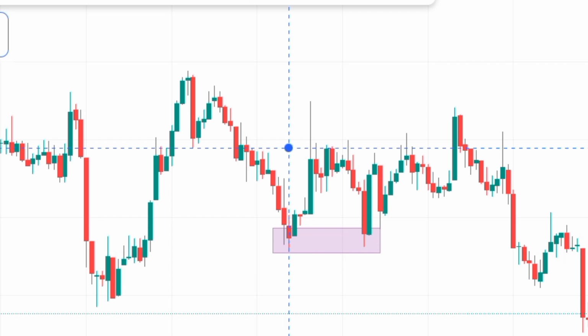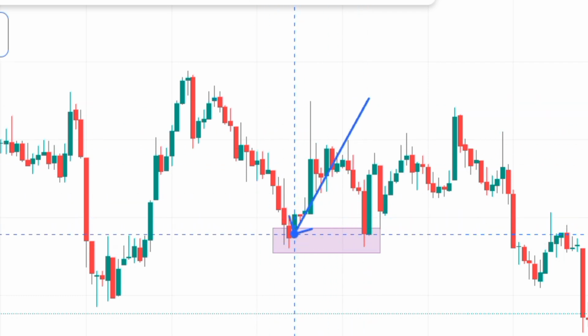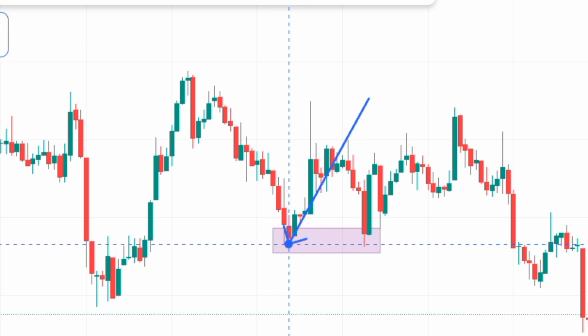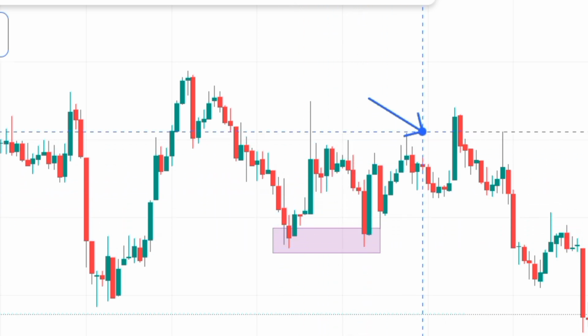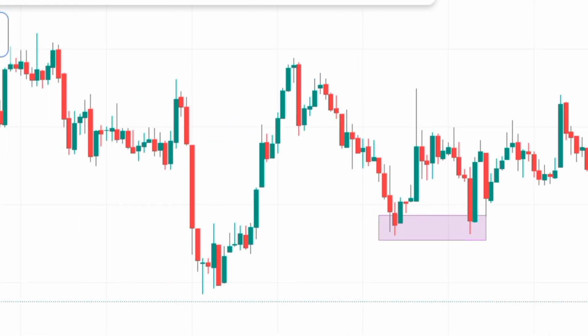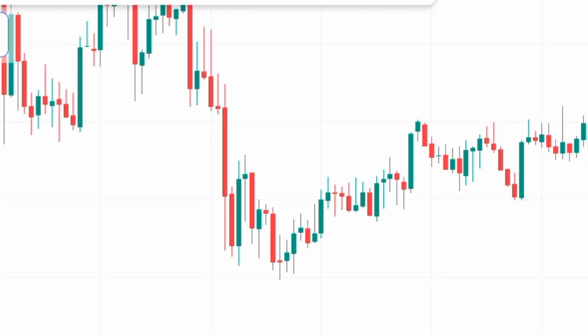Why? Because now the price came and rejected this zone. Remember, there was this zone. So now when we do this, you can see that it came and rejected it. Then it moved up. That means that was a support level. Okay. So now when the price rejects any level and it moves up, that level becomes a support.